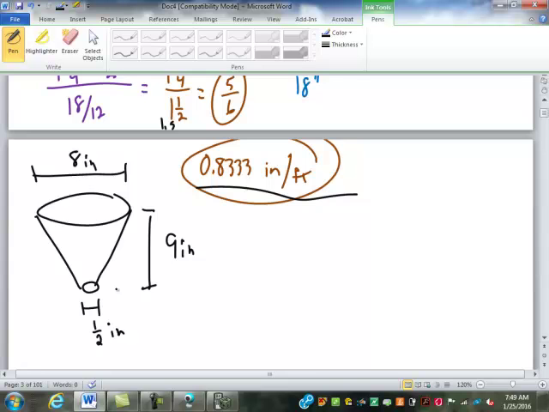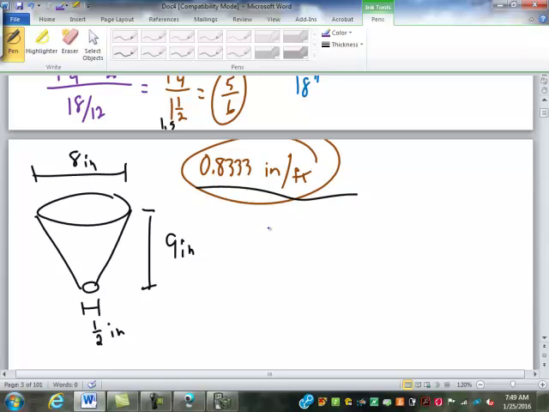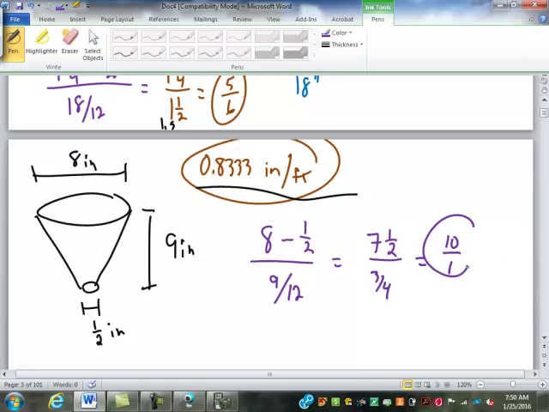Okay, so tell me how you plug this in. Eight minus just 1/2, right? So that's 7 1/2 over 9 over 12, which is 3/4, and then 10 over 1. So that's 10 inches per foot of taper.